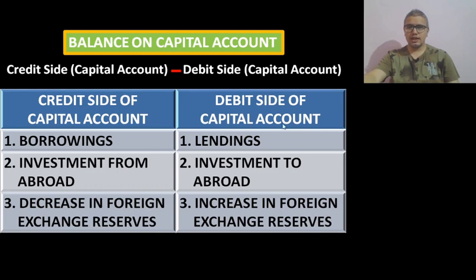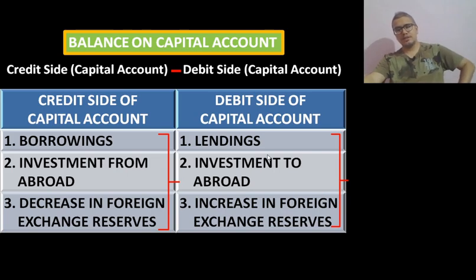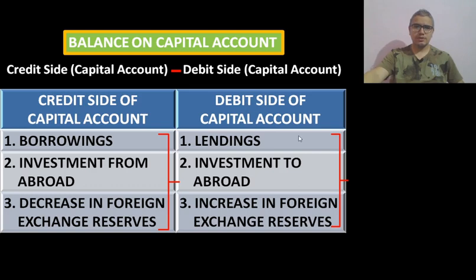On the other hand, in case of debit side of capital account, we get lendings. That is, whenever Indian firms or government or any individual gives loan to the foreigners, then it will be recorded on the debit side of capital account. Okay, so lendings, investment to abroad, that is, if Indians are investing outside India, then it will be included in debit side of capital account. And increase in foreign exchange reserves. Okay, whenever there is increase in foreign exchange reserves, then it will be included in debit side.